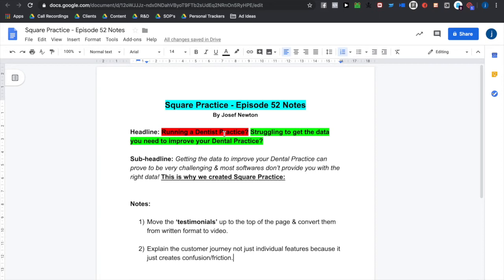Now, the reason we structure headlines like that, where the first part is highlighted in red and the second part is highlighted in green, is because first of all we're getting the attention of the end user, in this case a dentist practice owner. Then we follow it up by introducing the problem, which in this case could be that they haven't got accurate data on certain moving parts in their dental practice business that they need the data on.